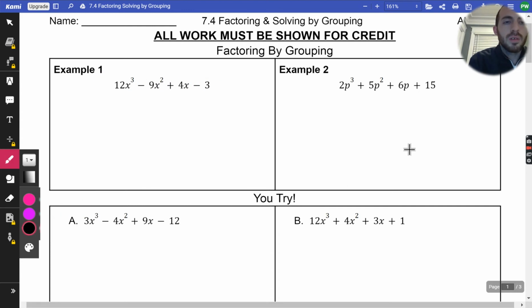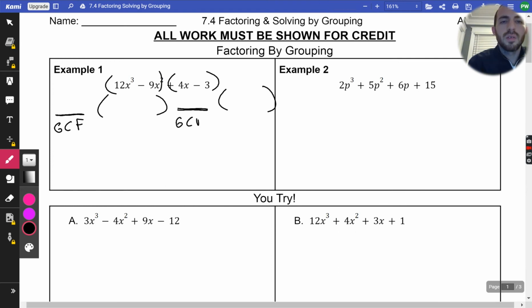The first thing we're going to do is I'm going to set up this little template here. Now the way this works is that we're going to take out the GCF of the first 2 sets of parentheses and the second 2 sets of parentheses. So we split it up into the first 2 terms and the second 2 terms. These are what we're going to look at.